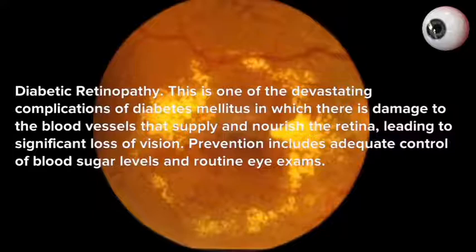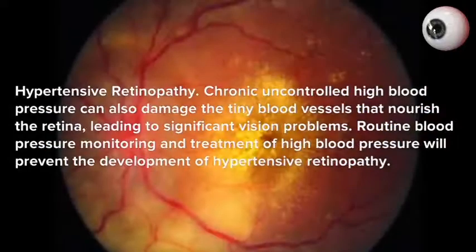blood vessels that supply and nourish the retina, leading to significant loss of vision. Prevention includes adequate control of blood sugar levels and routine eye exams. Hypertensive retinopathy. Chronic uncontrolled high blood pressure can also damage the tiny blood vessels that nourish the retina, leading to significant vision problems. Routine blood pressure monitoring and treatment of high blood pressure will prevent the development of hypertensive retinopathy.